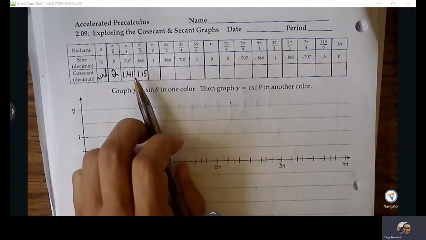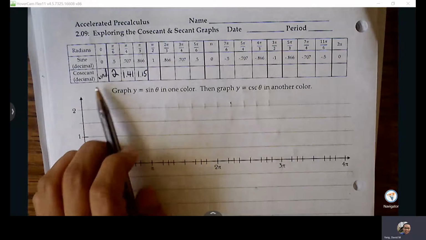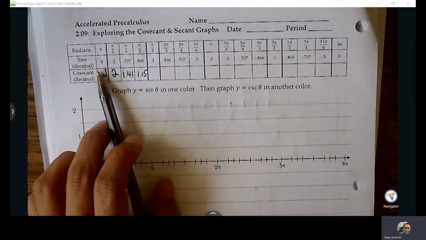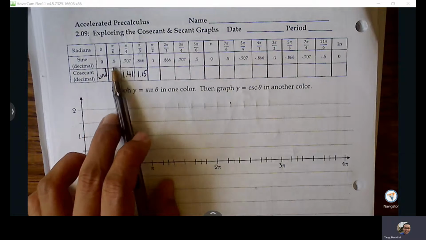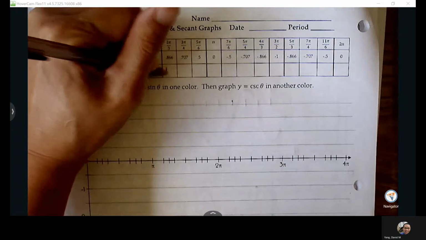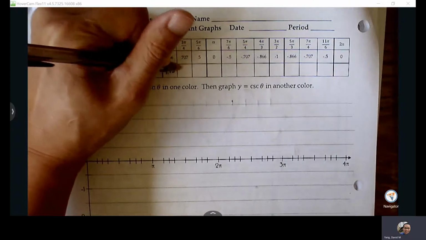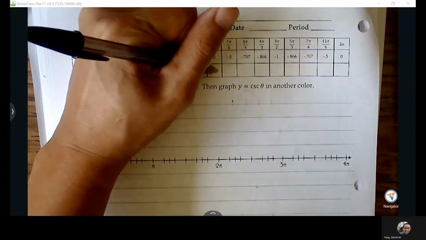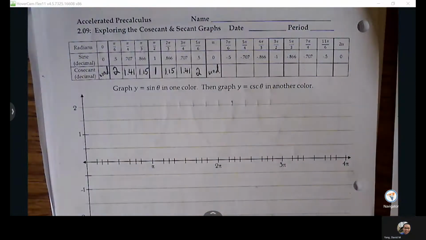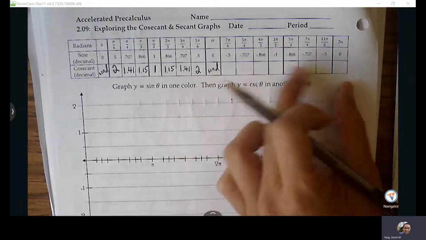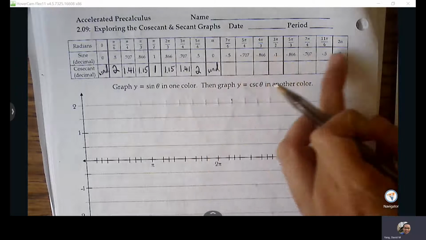To two decimal places. So again, all these values are coming from the fact that we are taking the reciprocals of sine. So 1 over 0, 1 over 0.5, 1 over 1. And then after pi, you're going to see a bunch of these repeat values, but now we're going to be in the negative region.